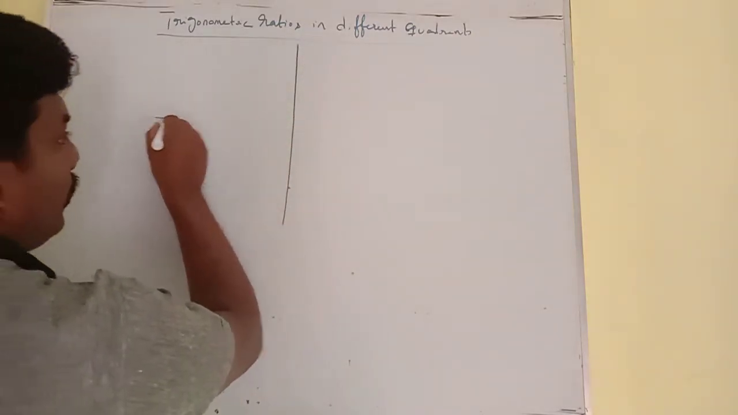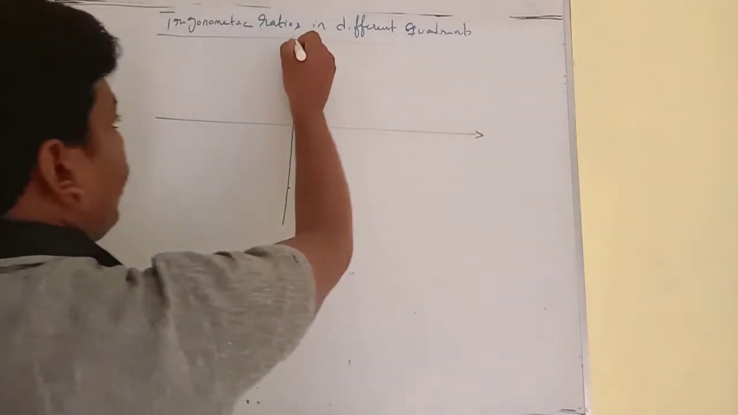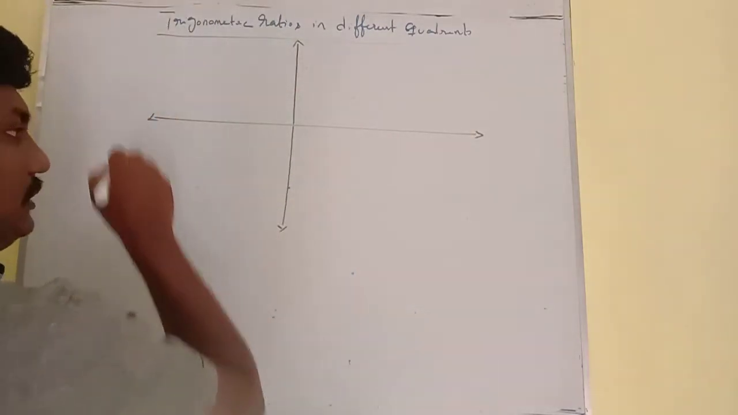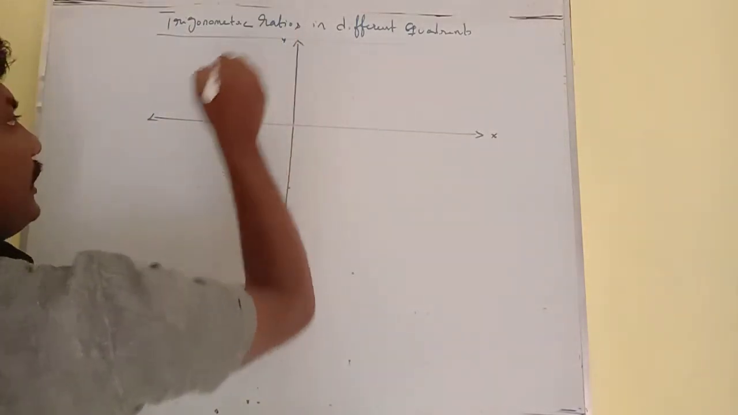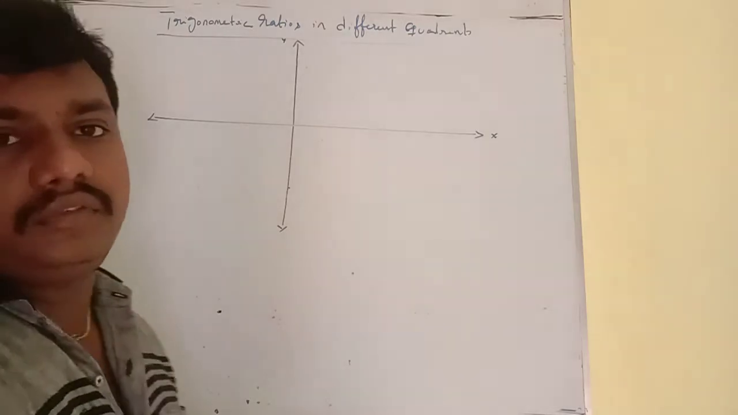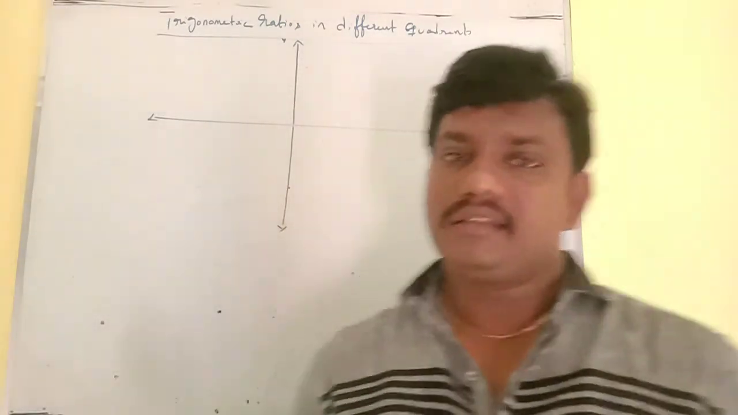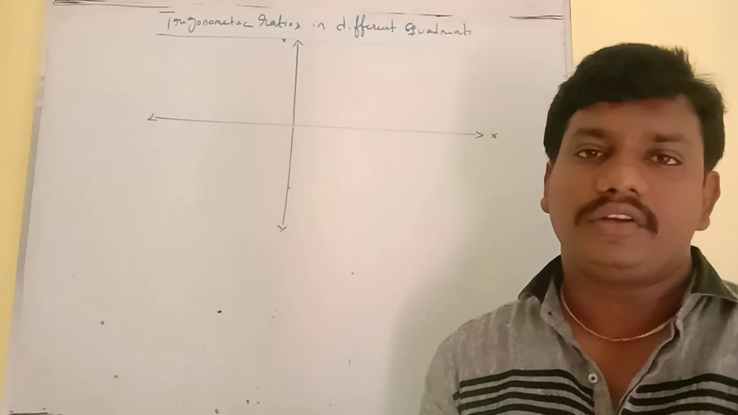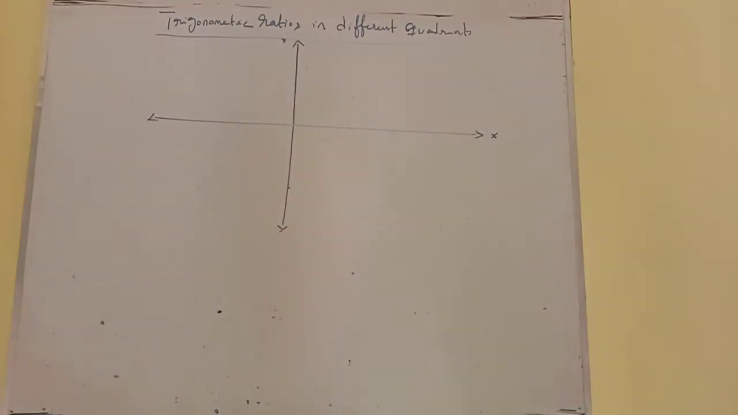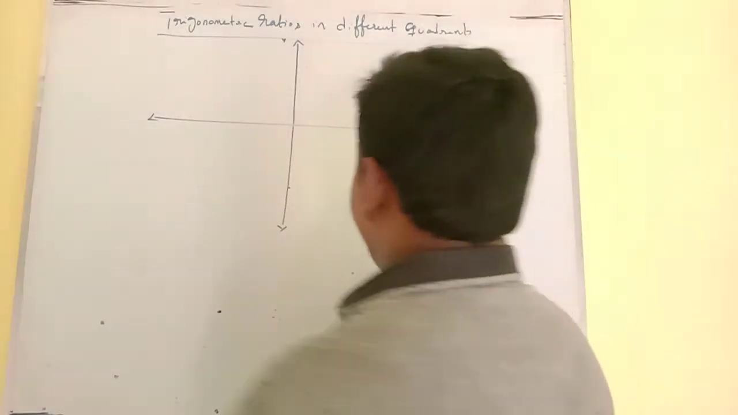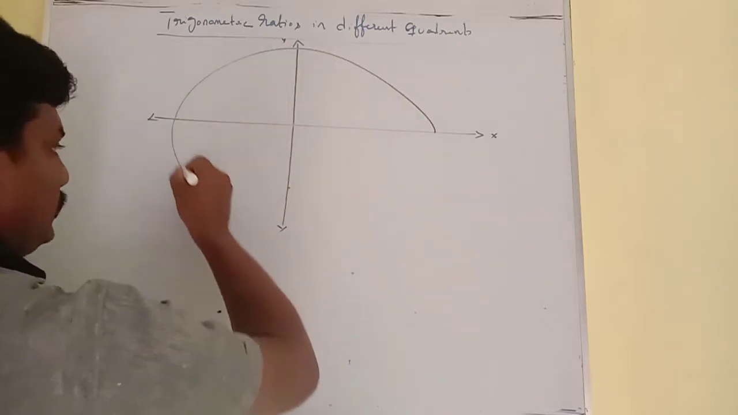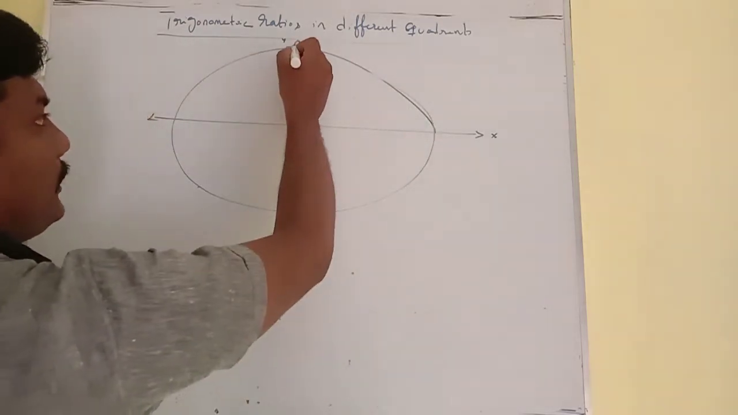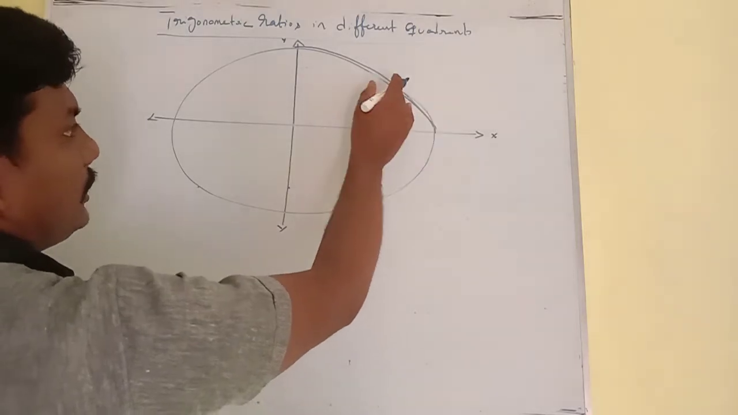Let me consider a 2D plane, which has an x-axis and y-axis, a Cartesian system. Now let us consider a unit circle on it. So this is a unit circle. You have to consider it like this.